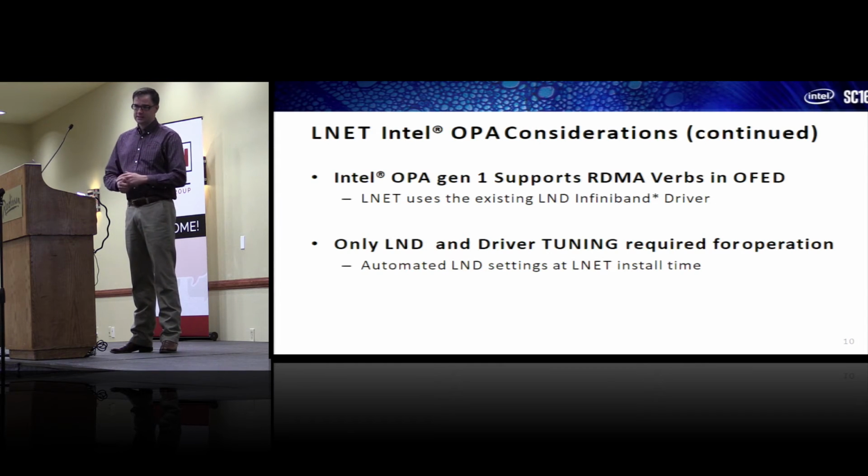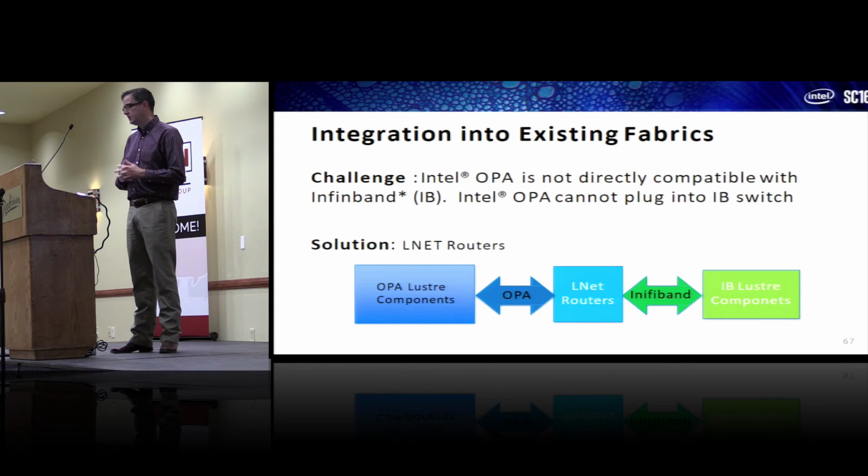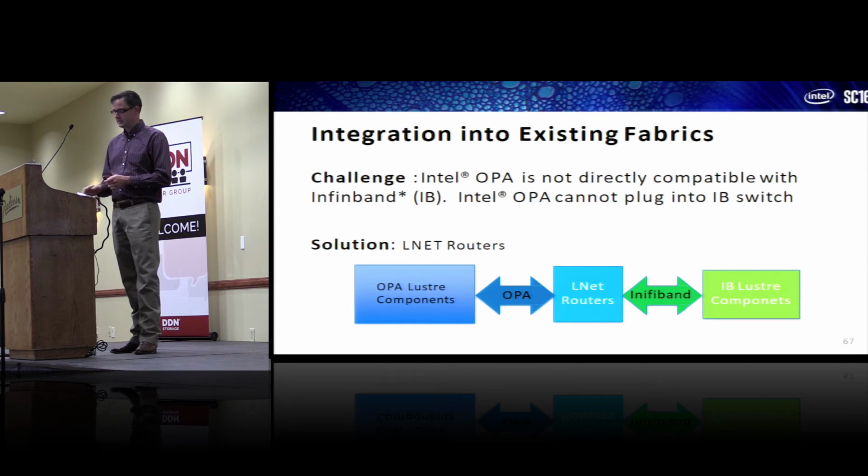The LND settings, the actual specific LNet settings that you want to use, there's actually an automated script that runs when you install Lustre that pre-deploys these for you. And they're well documented in our architecture out there. There are a lot of white papers and user guides about how to utilize this technology with Lustre, right?